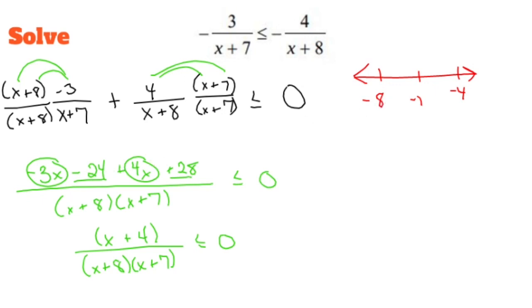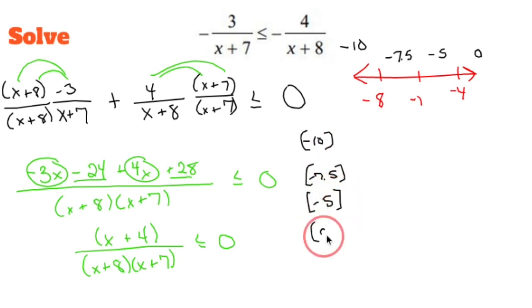Okay, so I need to pick numbers that are not equal to these numbers but live in specific intervals. For example, I need to pick numbers like negative 10. This is going to be a pain in the butt. Negative 7.5. How about negative 5? And 0. I need to see which of these numbers are going to be less than or equal to 0. So I can use this expression right here and plug in negative 10, negative 7.5, negative 5, and 0. Okay, let's see what happens.